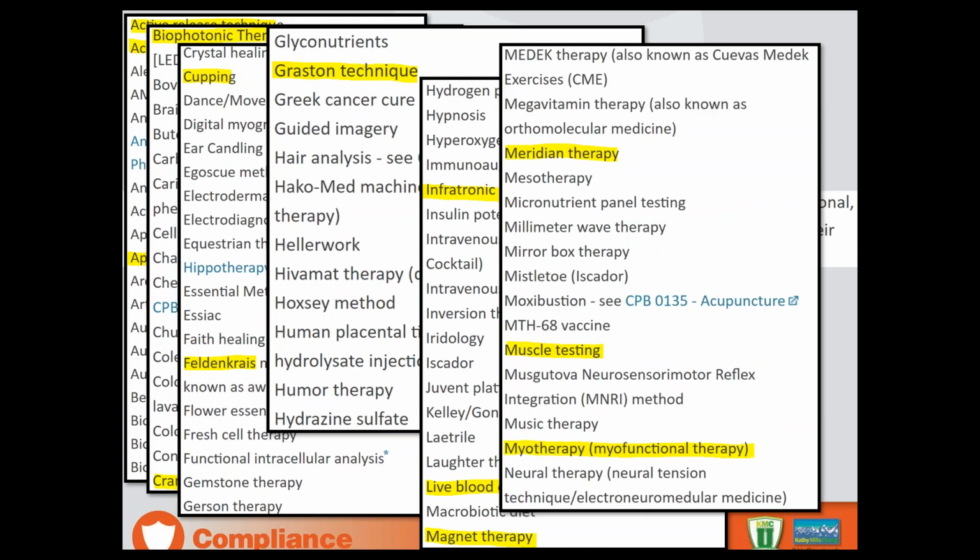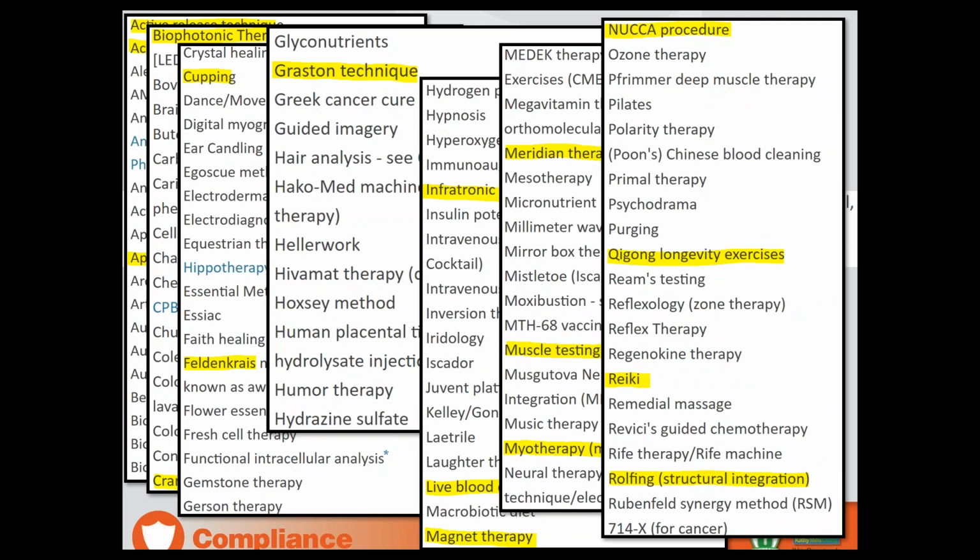Muscle testing here. If you do muscle testing as a part of your evaluation, there are ways that you can document that you're not separately billing for it. So this is not that big of a hairy deal. NUCA is a big one. I work very closely with ChiroSecure Malpractice, and they have a lot of people that do this particular procedure.